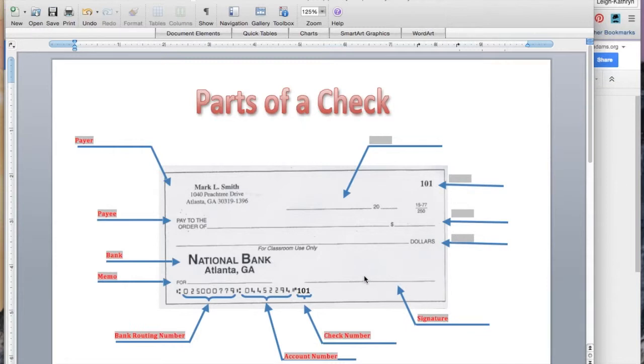So while we go through this, anytime that you fill out a check for me, you will be signing it with your name, and it must be in cursive. If it's not in cursive, you're going to lose some points.